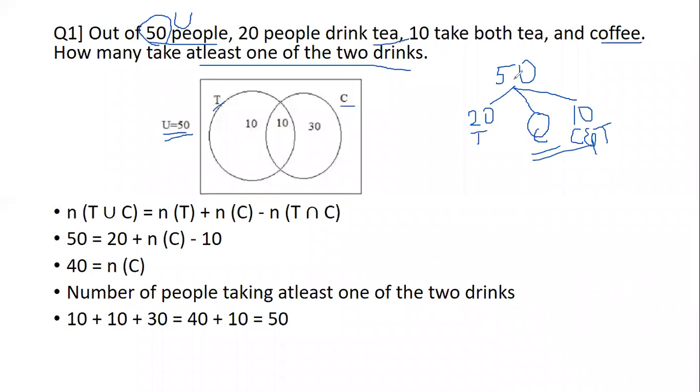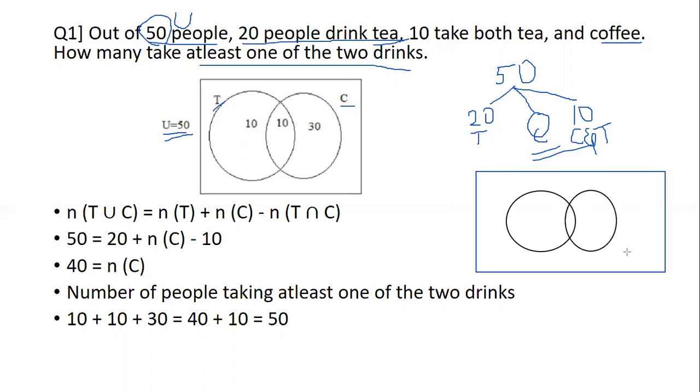Now what is the information that they gave us? There are 20 people who drink tea. So let us draw the Venn diagram separately. I think that will make it much easier for you to understand. So we have two circles, one is tea and one is coffee. We have tea, we have coffee, and this is the universal set wherein the total is 50. Now 20 people drink tea. Let us write 20 here.